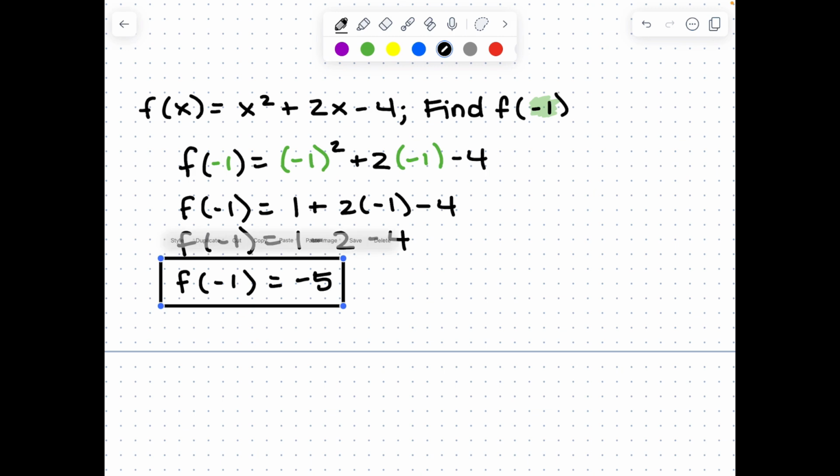So this function was a little more complicated, but we still work the same process. Just be careful if your input that you're testing has a negative in it. So that's been evaluating functions.